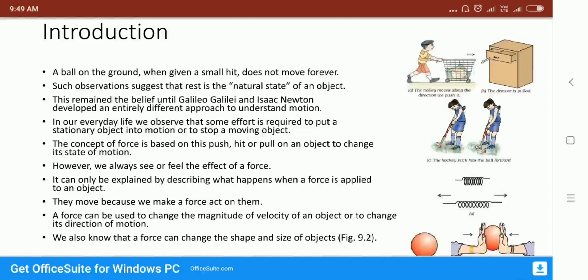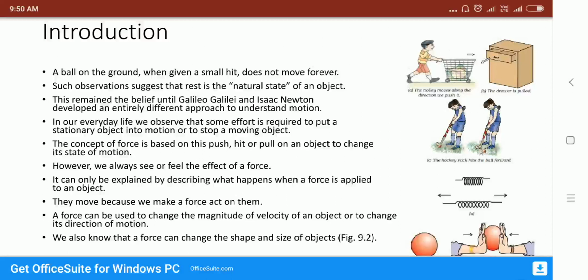So its initial position, while it is in a rest condition, is known as its natural state. From its natural state, while we want to get the motion of the object, we need to provide a force in the way of push, pull or hit.